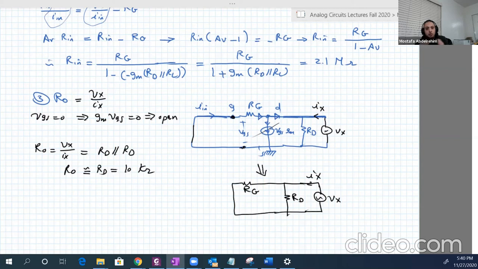Okay. We also tried to put RS, and again, it was similar to the degeneration resistance RE in common emitter amplifiers. It also reduces the gain, but makes AV less sensitive to GM, if we assume that GM is sensitive to heat or something, okay?